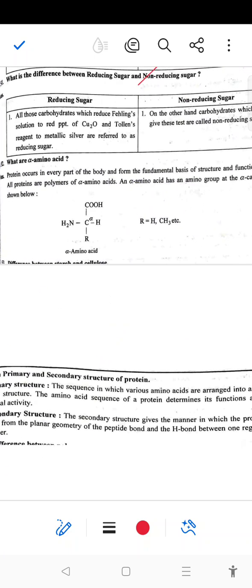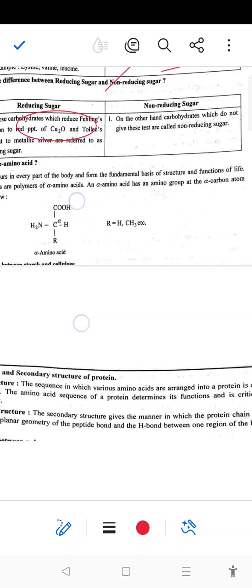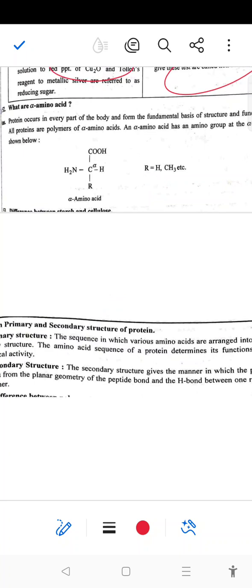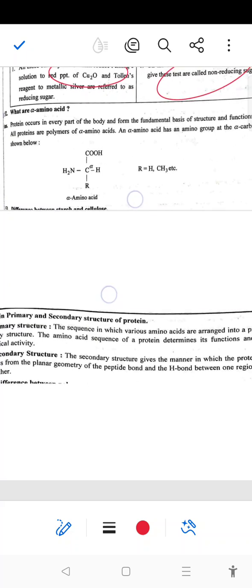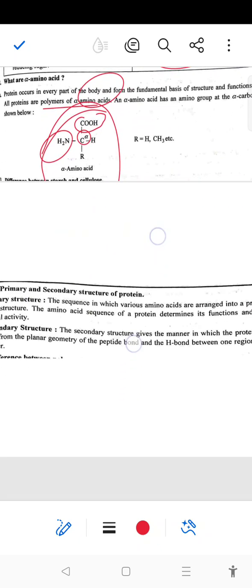Next, reducing and non-reducing sugar. Reducing sugars are all those carbohydrates which reduce Fehling's solution to a red precipitate. On the other hand, carbohydrates which do not give the test are non-reducing sugars. Next, alpha amino acid. Proteins occur in every part of the body and form the fundamental basis of structure and function. All proteins are polymers of alpha amino acids. Alpha amino acid has both the amino and acidic groups attached to the alpha carbon, that is alpha amino acid.